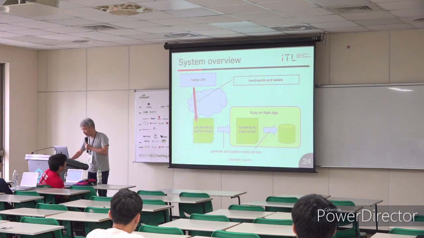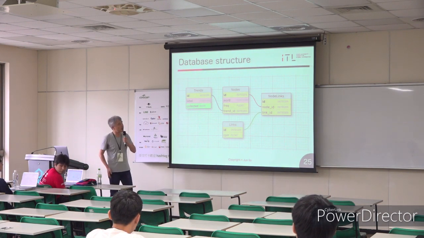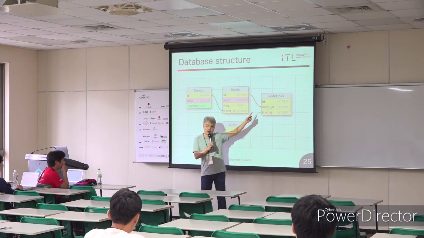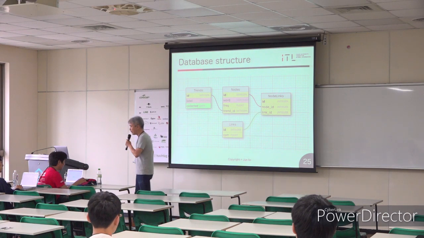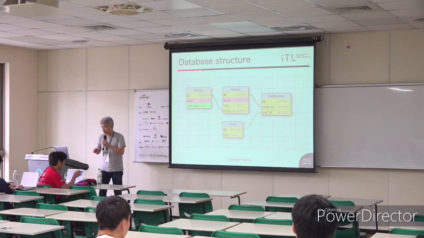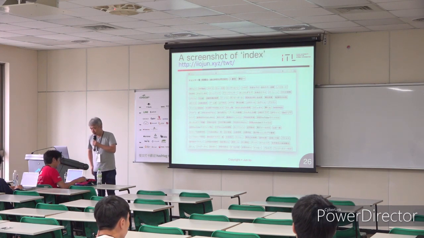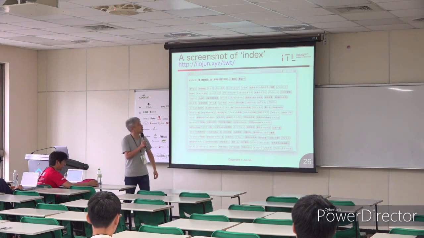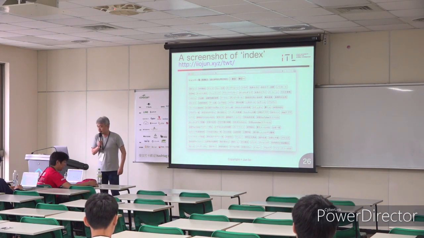The database has four tables like this: trends, nodes, links, and a node link table that connects the information between nodes and links. Here is an example screenshot of the index page.